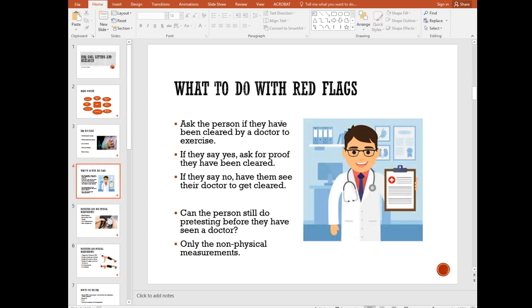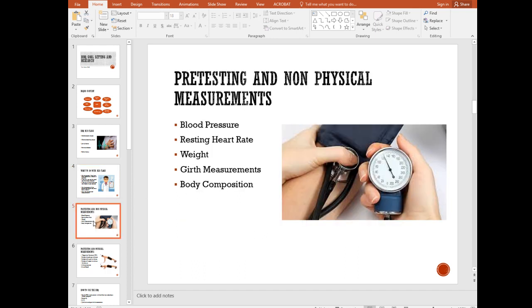So what do you do with red flags? Well, if it's something major like a joint issue or a heart issue or breathing issue, the key question to ask is, have you been cleared by a doctor? If it's a red flag and they haven't been cleared by a doctor, they need to go see a physician, a medical doctor, before they begin the program. Otherwise, you open yourself up to legal problems, and the person that you're prescribing the exercise to opens them up to health risks, and they could actually harm themselves.